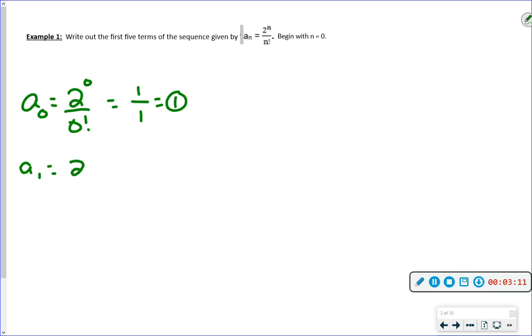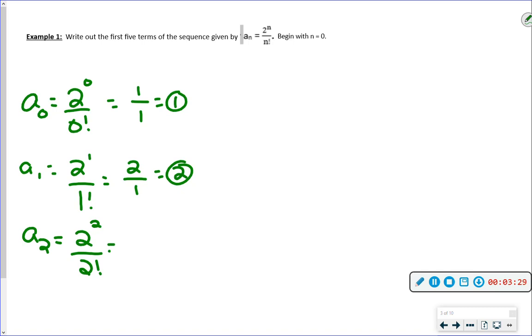All right, so now we're going to do 2 to the first, 1 factorial. 2 to the first, nice and easy. What's 1 factorial? 1. All right, let's do the third term here. So 2 to the second, 2 factorial. Well, we all know 2 squared. And 2 factorial is? 2. 2 times 1. 2.